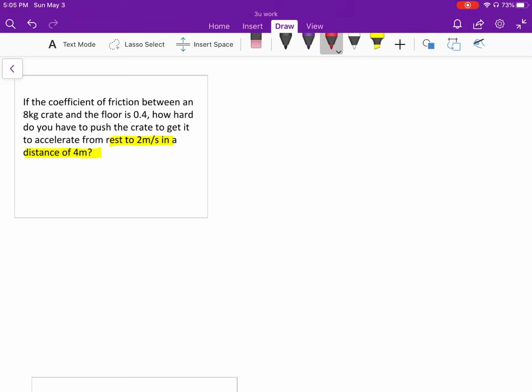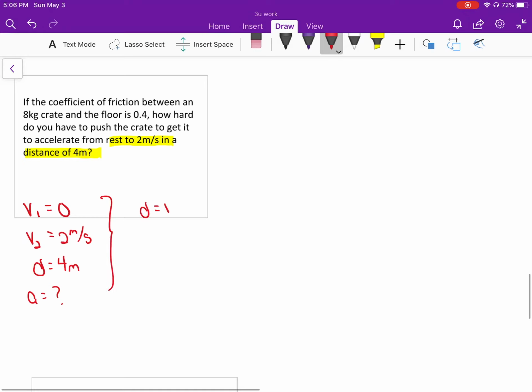So if we start with that, it said that it started from rest at v1 of 0. It got to a speed of 2 meters per second in a distance of 4 meters. We're going to use that to find the acceleration. Think back to Unit 1 stuff. We don't care about t. The equation that matches that is the one I call the difference of squares equation.